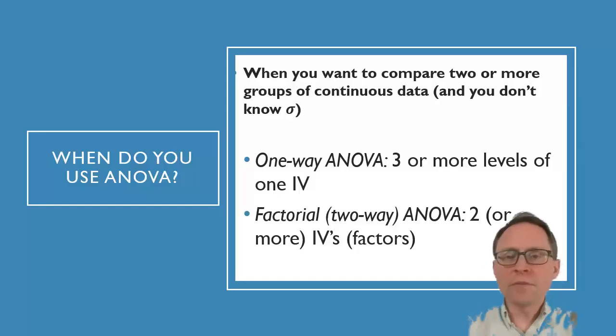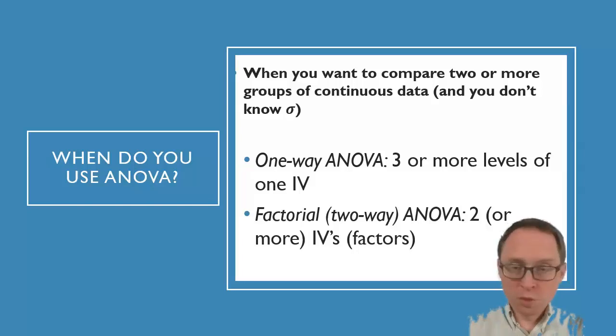So let's go ahead and give you some information here. When to use ANOVA? There are two kinds of analysis of variance. The one we're talking about today is a one-way ANOVA. You use that when there are three or more levels of one independent variable. Overall, we're using analysis of variance when we want to compare two or more groups of continuous data, and I don't know sigma in this particular case. In this one, the two or more groups are two or more levels of one independent variable on a dependent variable. That's one-way ANOVA.